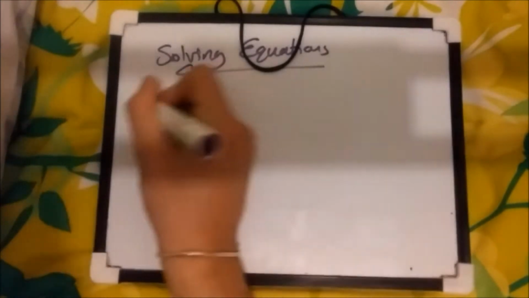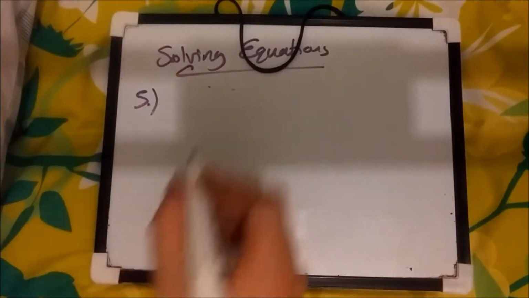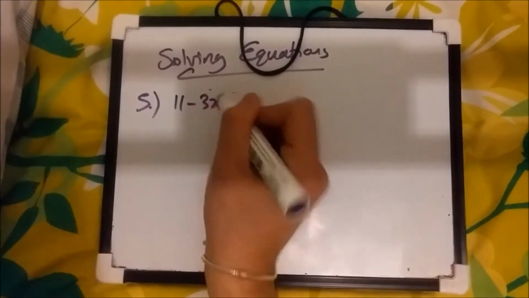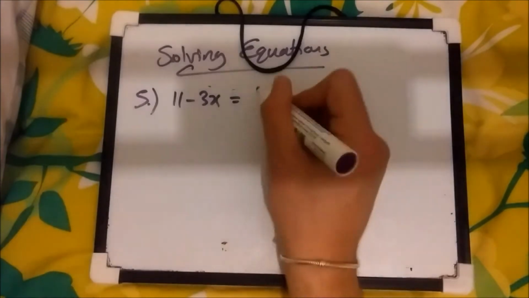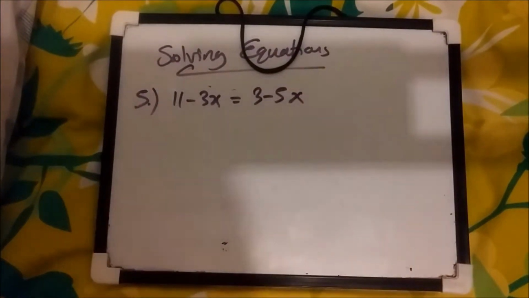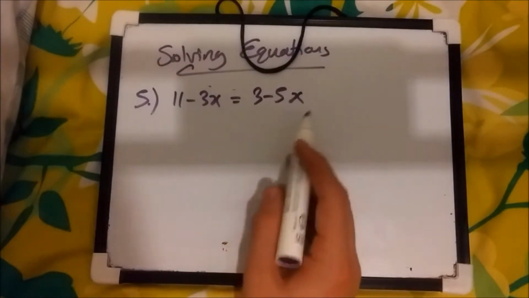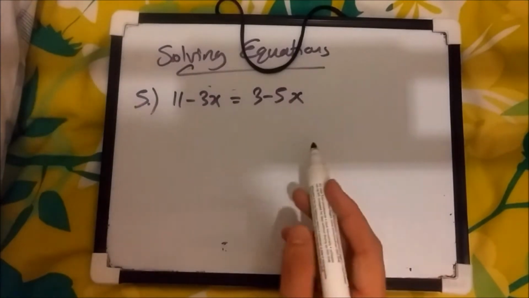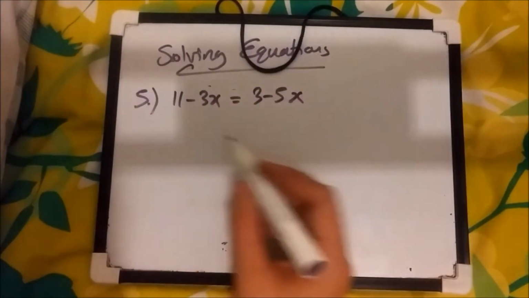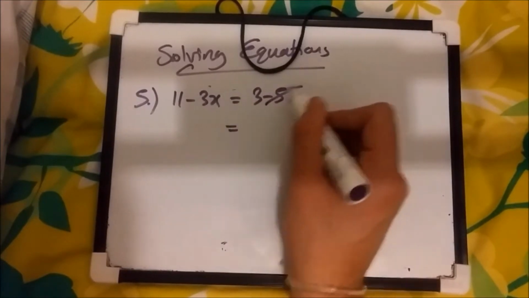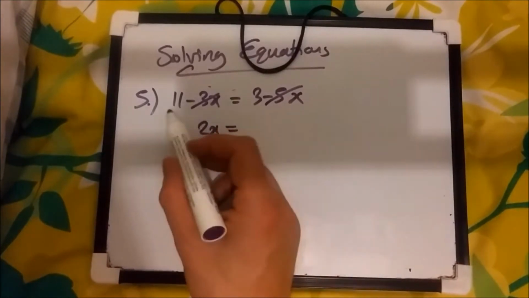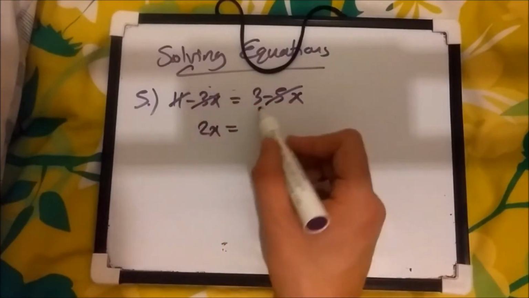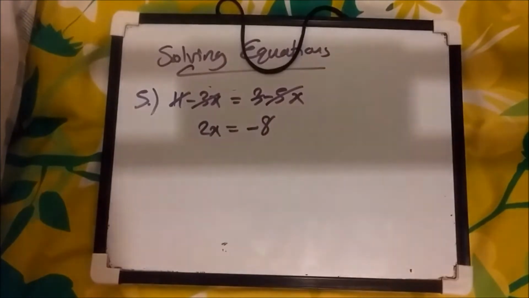Number 5. We're going to have 11 minus 3x. And by the way, guys, I want you to do these questions at the same time I'm doing them. This will equal 3 minus 5x. So, same process, guys. We want to move all the x's to the left, numbers to the right. Because of negative 5x, we're going to add 5x on both sides. And here we're going to get minus 3 plus 5, which is plus 2x. Subtracting 11, 3 take away 11 is minus 8.